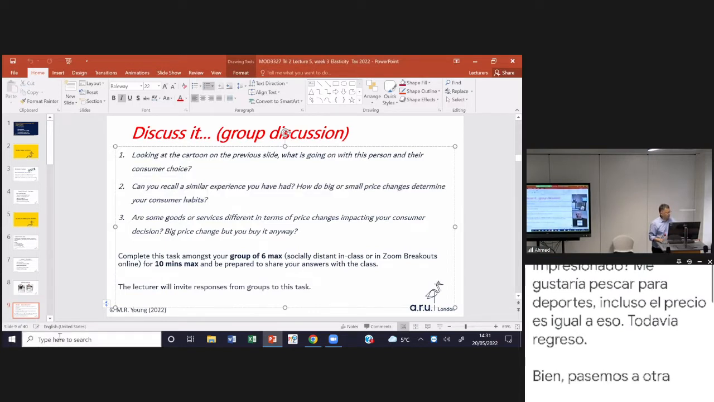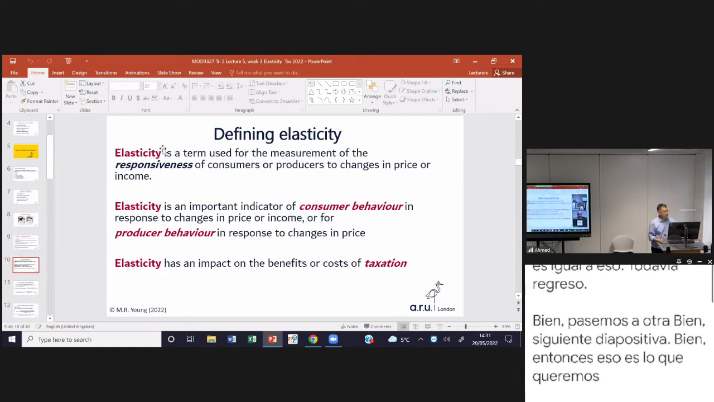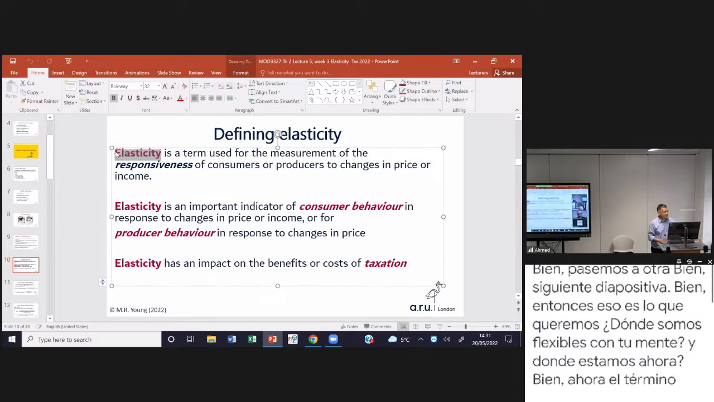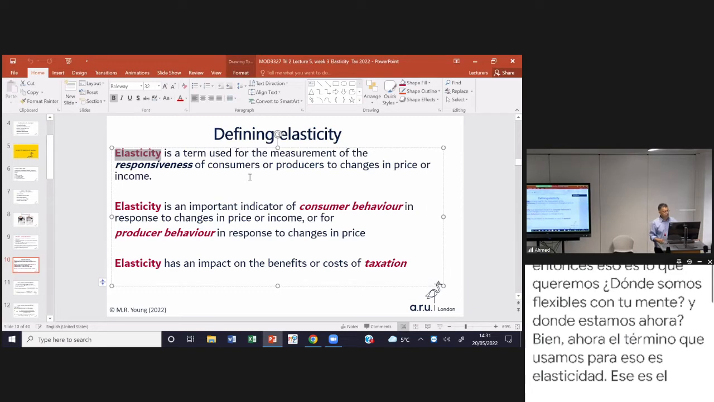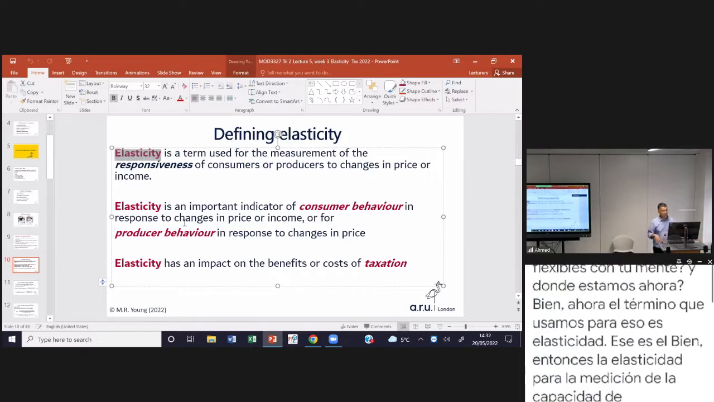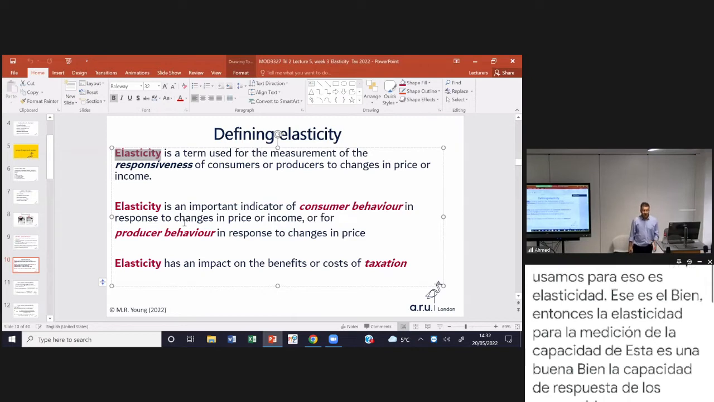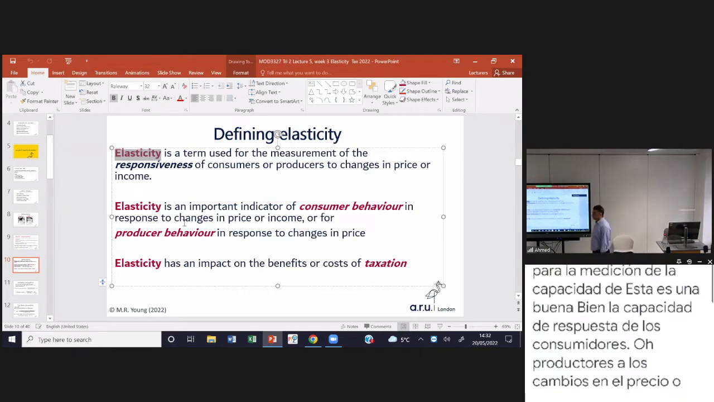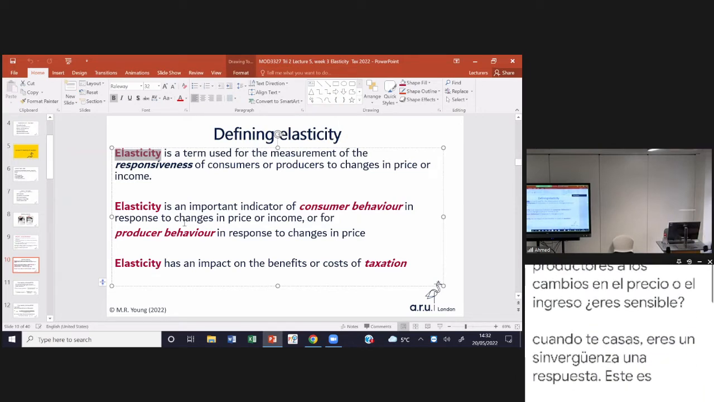Okay, so that's what we want to know. Where are we flexible with demand and where are we not flexible? Now the term we use for that is elasticity. Elasticity is a term used for the measurement of responsiveness. This is a good word, okay? Responsiveness of consumers or producers to changes in price or income. Are you responsive? When you get married, your partner will ask you, are you responsive? Okay? This is a different kind of responsiveness. If they change the price, do you respond?